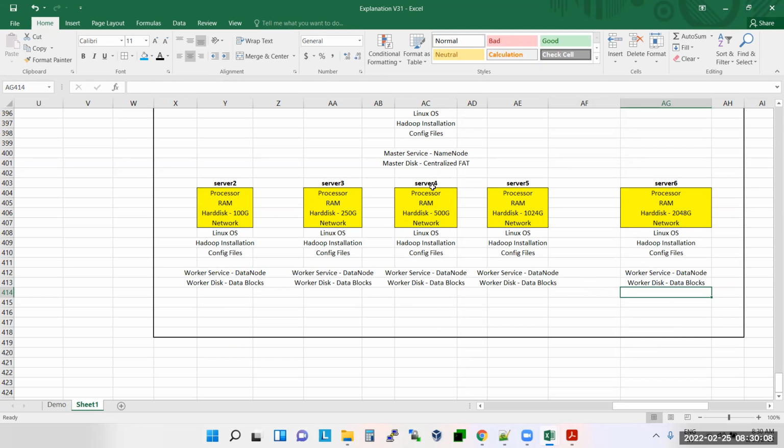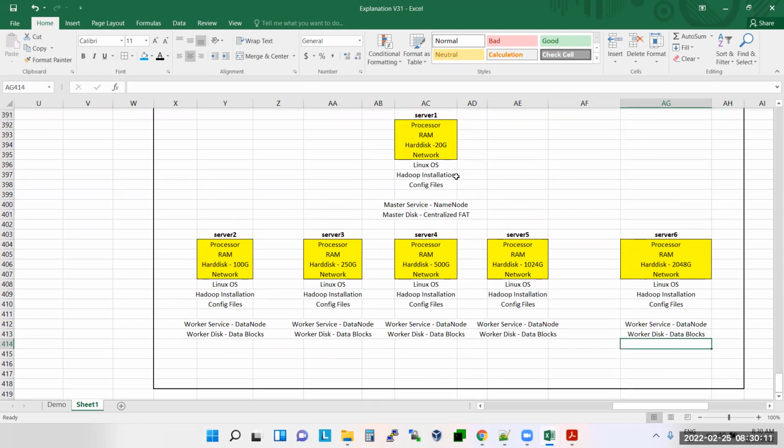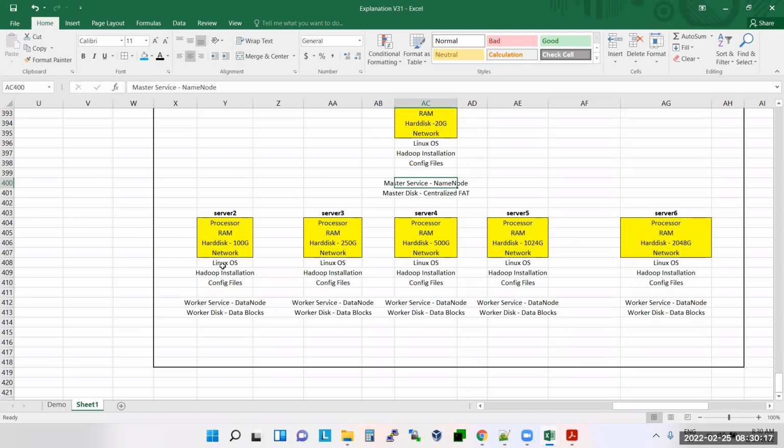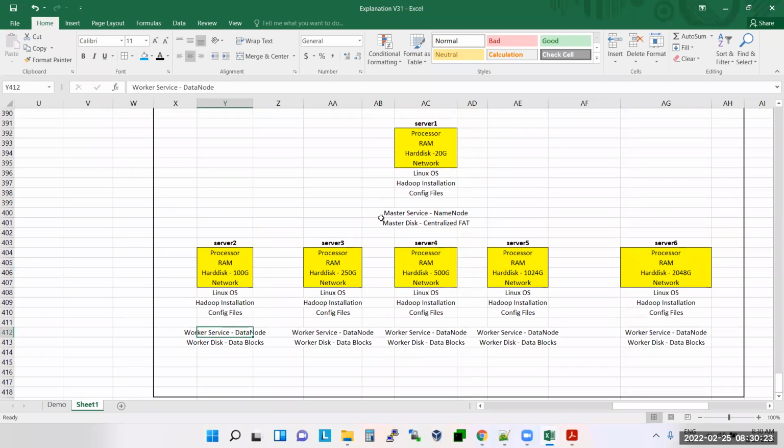If I want to make this a master disk, I should start the master service here. If I want this disk to be a worker disk, I should start the worker service here. So what is the service, guys? It's a background process.